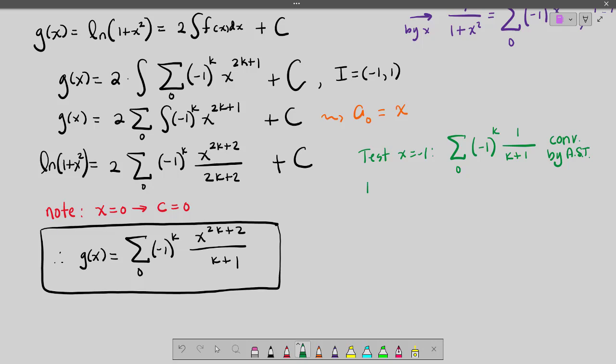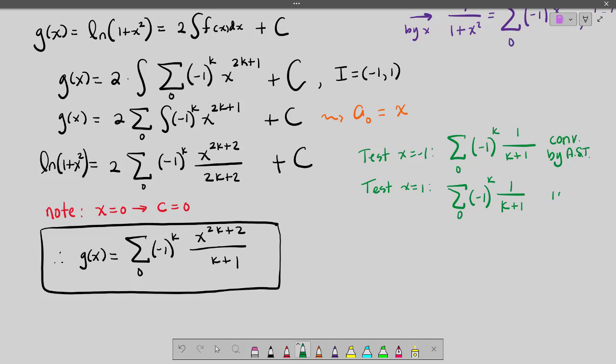Now we're going to test the other endpoint. We're going to test positive 1. So positive 1 in for this x right here. Oh, 1 to any power is 1. So don't we end up with the exact same a sub k?